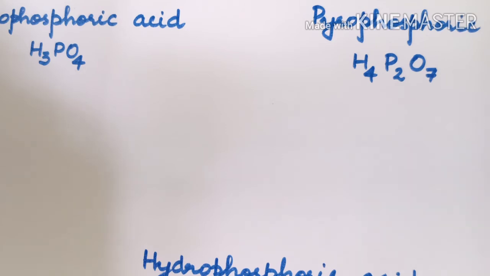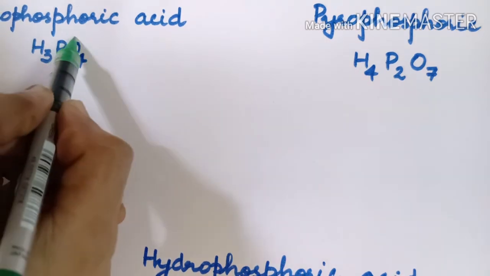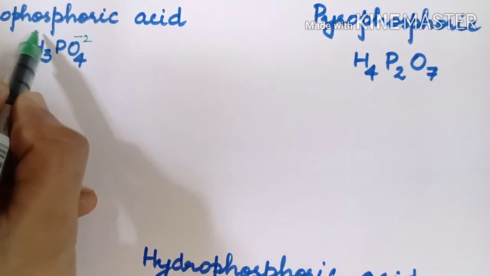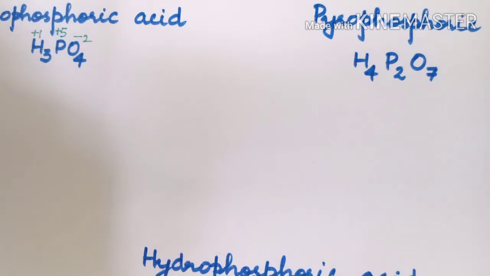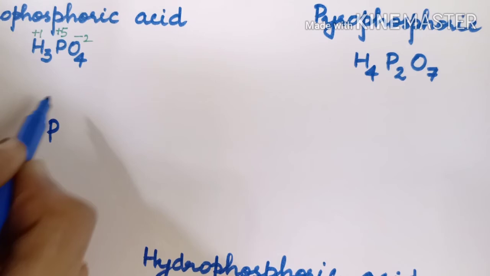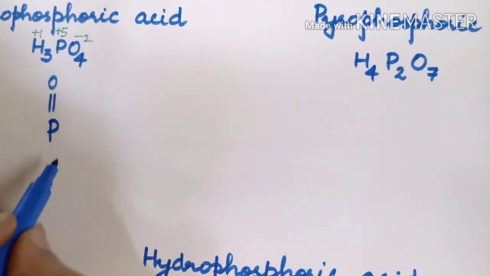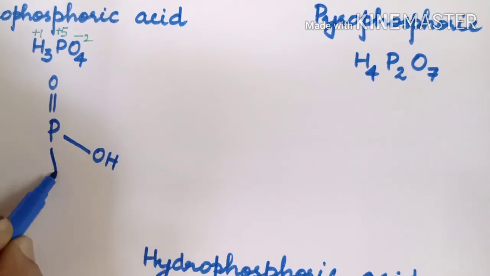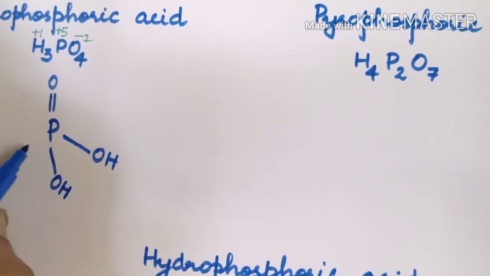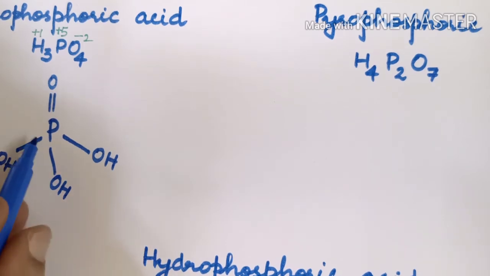Next is orthophosphoric acid with the formula H3PO4. You find that the oxidation state becomes +5. And so the structure is again a tetrahedral structure with P double bond O at the apex, and we are going to arrange OH at different angles. So you get H3PO4.